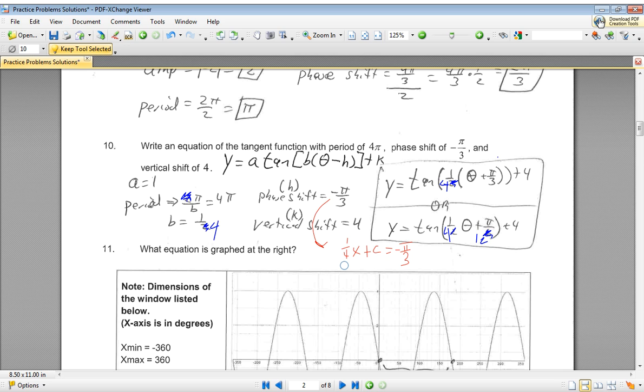So we know that if we were at 1, we would have to multiply by 4, and we would have pi over 12. C equals pi over 12. It's not letting me write or erase right now. And our vertical shift is plus 4.